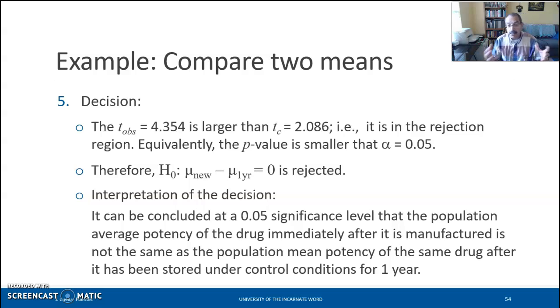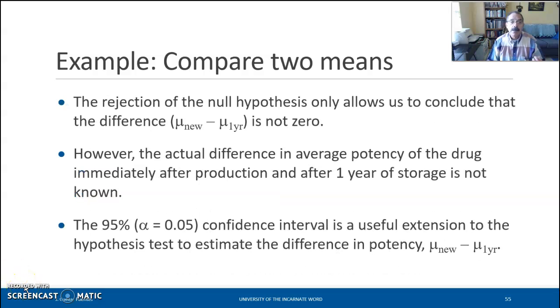So again, the manufacturer said, well, great, I know they're different, but is it bigger, smaller? Where are they? We don't know. We only know that they're different. So this is where the confidence interval becomes very useful, because right now we just know that the difference is not 0. That means there is a difference between the two means, but we don't know what that difference is.